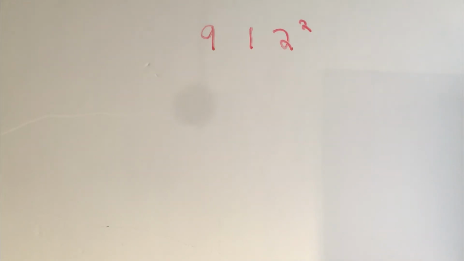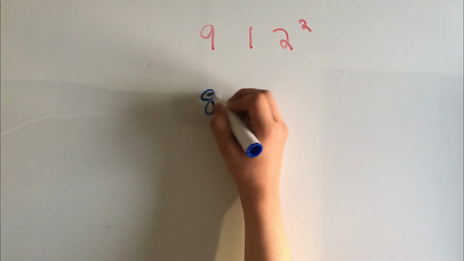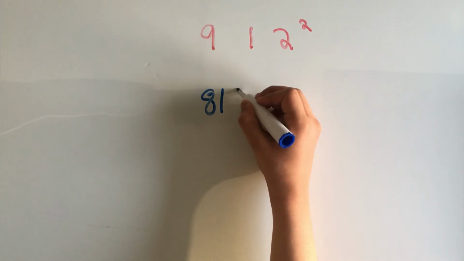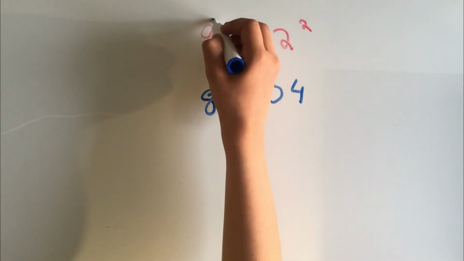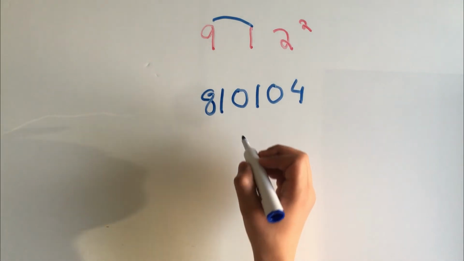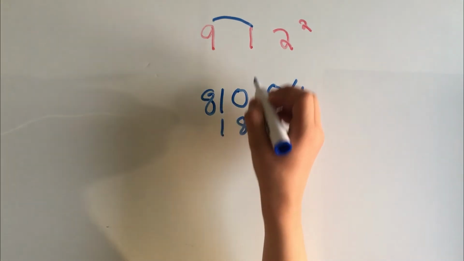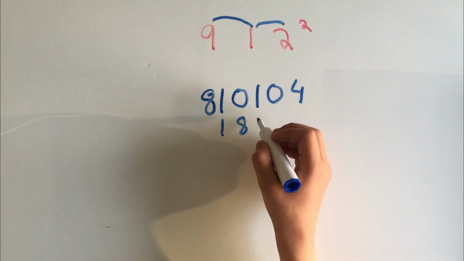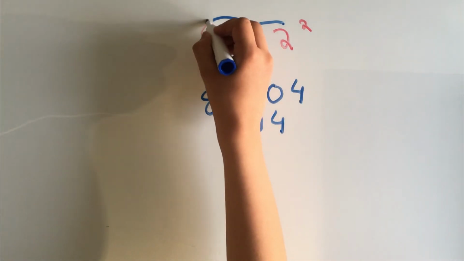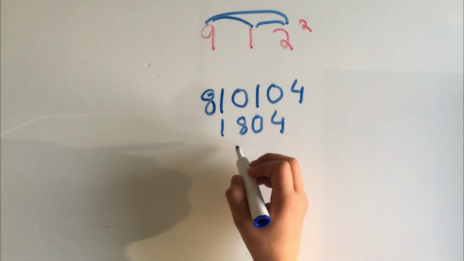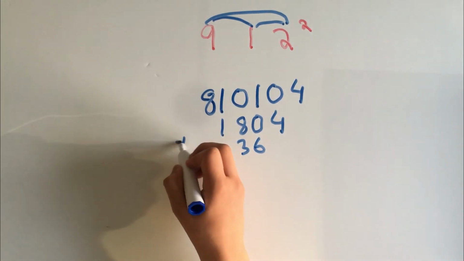Our next example is 912 squared. So first we have to square 9, which is 81. 1 squared is 1, 0, 1. 2 squared is 4, 0, 4. Then 9 times 1 is 9. Times 2 is 18. 1 times 2 is 2, times 2 is 4. But because it's a single digit, we write 0, 4. Then 9 times 2 is 18, times 2 is 36. Then we sum it all up.